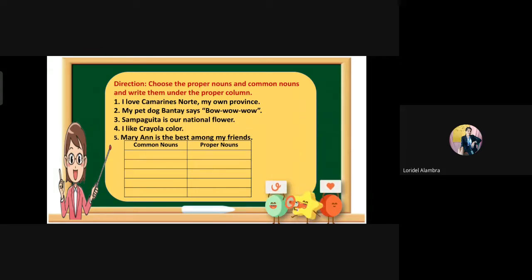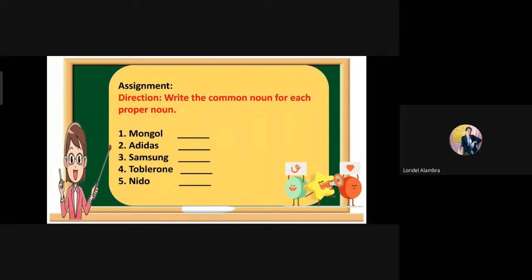So, very good class. For tomorrow, I will give you an assignment. You will copy this in your notebook and write the common noun for each proper noun, which are Mongol, Adidas, Samsung, Toblerone, and Nido. Okay, class? Did you understand, class? Yes. Okay, very good.